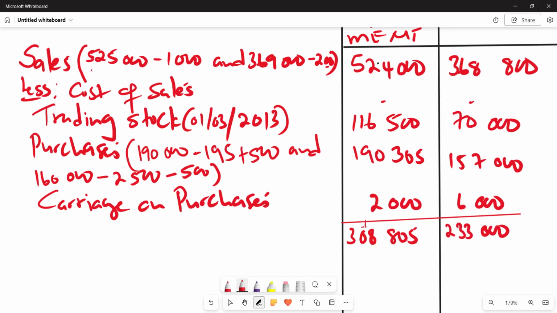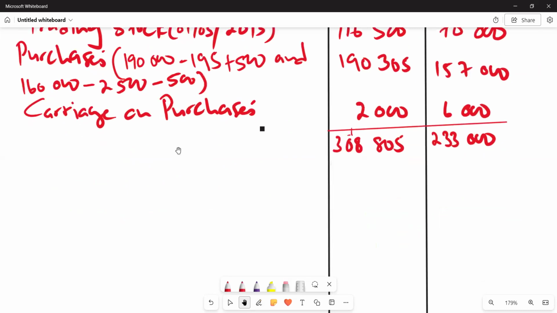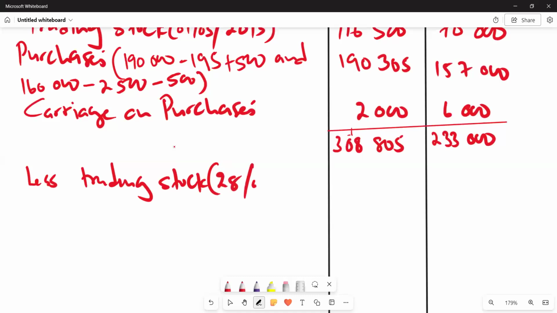So we are not going to give any description in terms of these totals. So we can just go to the next step, whereby we are now subtracting closing stock. So here we are saying less trading stock. And remember the end date, which is 28 February 2014. So we are saying 28/02/2014.